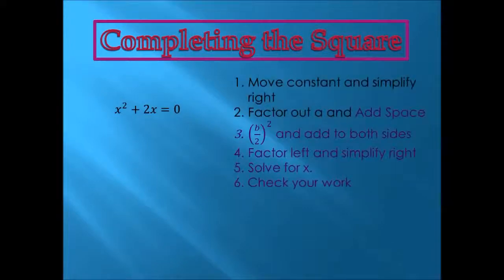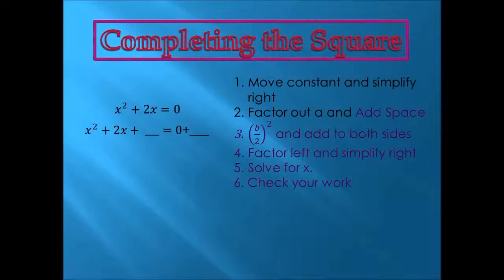So in this one we have x squared plus 2x equals 0. We're going to look at our steps as we go through this. Step 1 says move out your constant. Well, we do not have a constant, so we don't need to worry about step 1. Step 2 says factor out a, your leading coefficient. Again, we do not have one in this problem. So the second part of step 2 says add spacers, so that's what we're going to do.